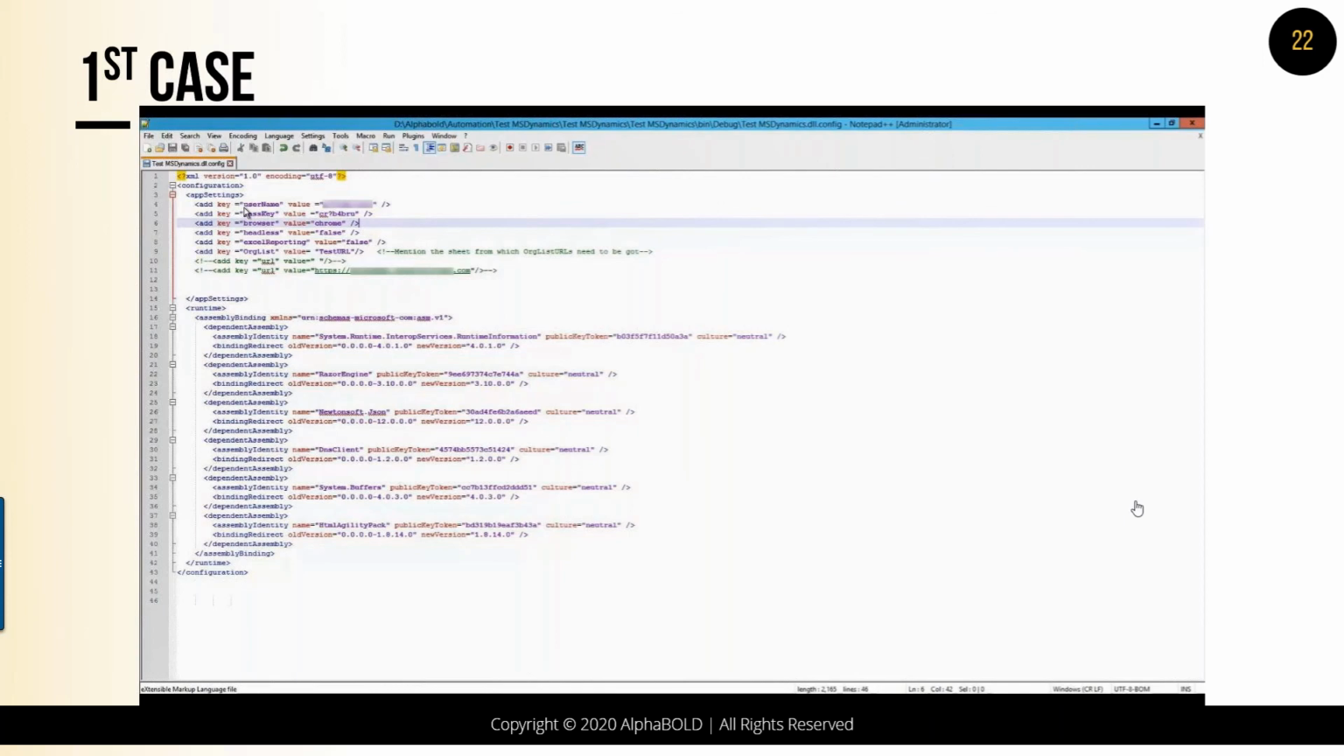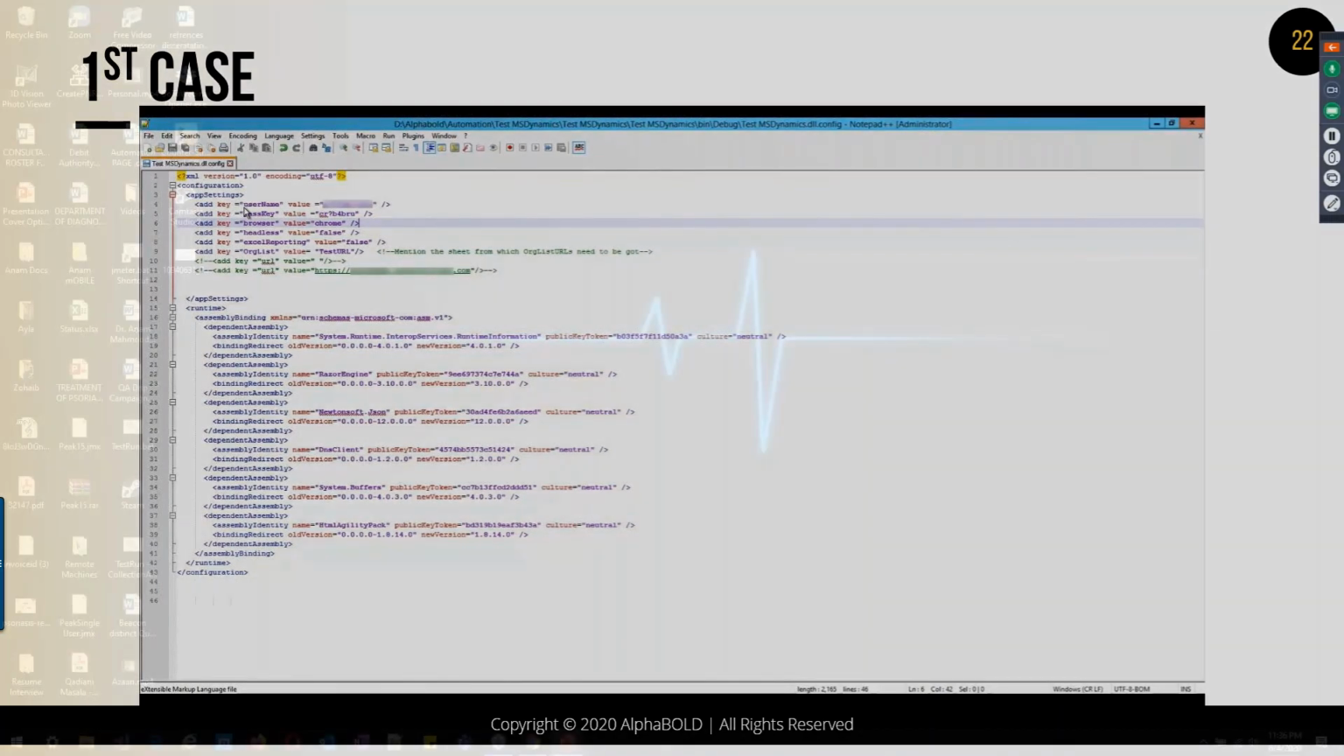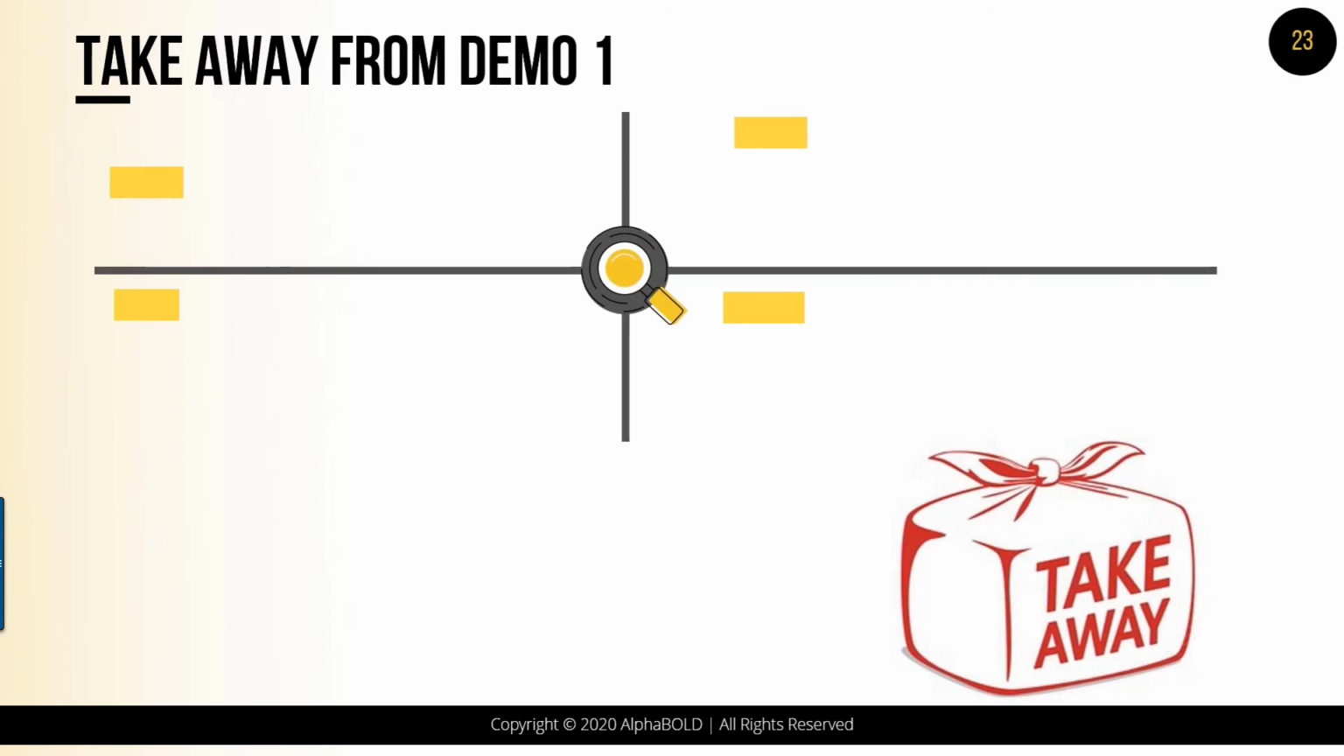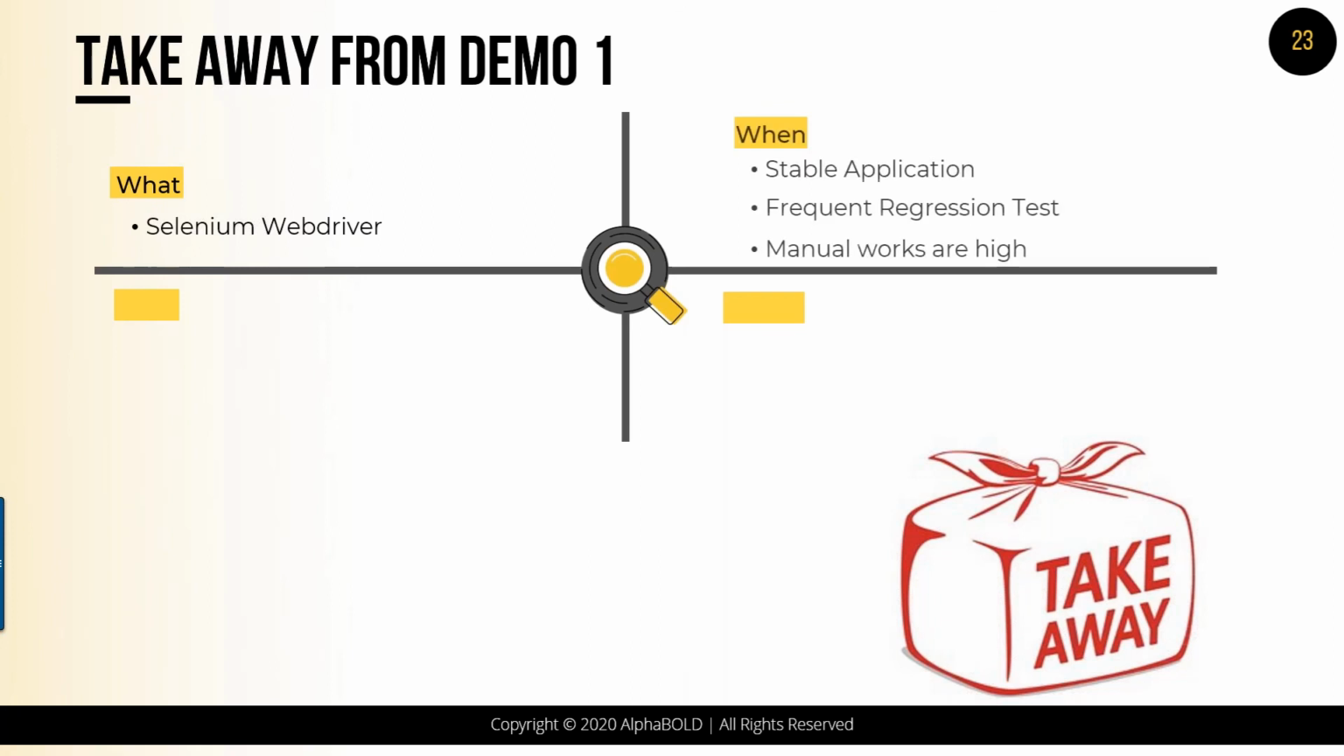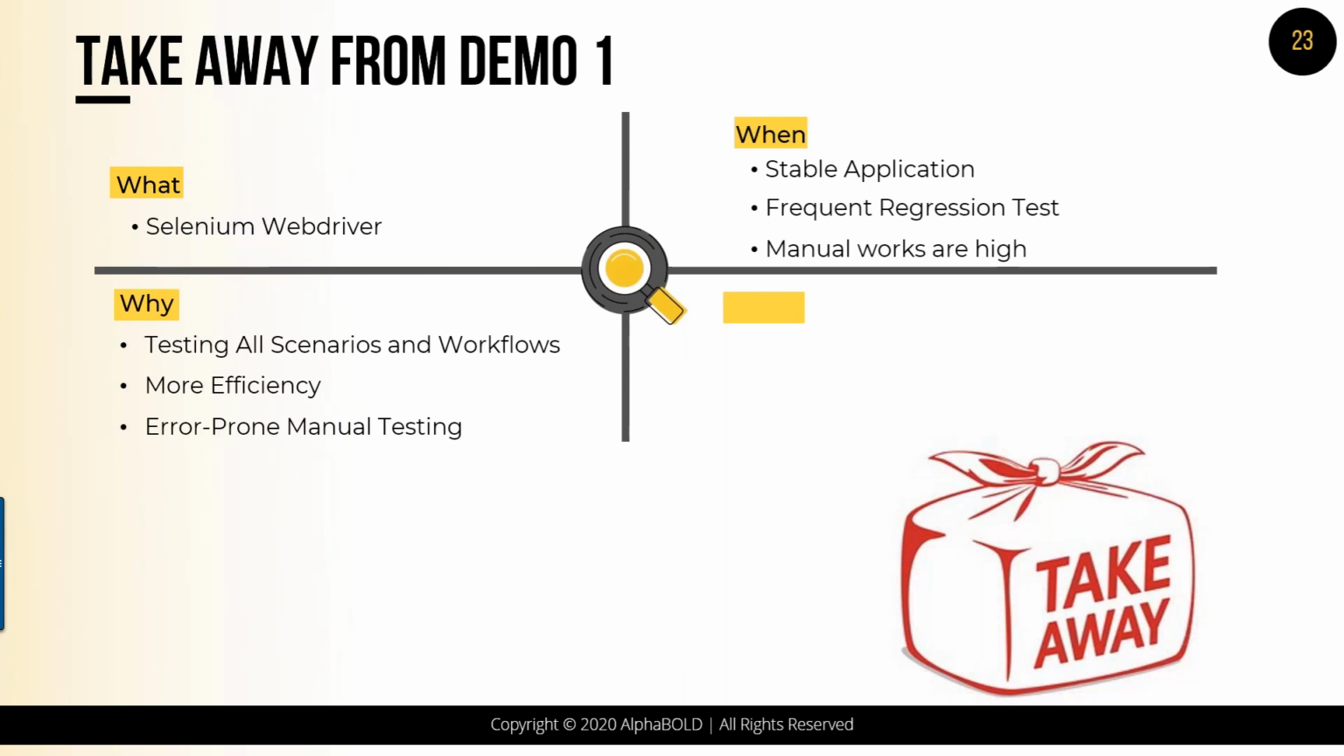Now, coming back to our presentation, let's talk about the takeaways from demo one. We will be relating that to our 4Ws, which we talked about for automation testing earlier. So what? We used Selenium WebDriver for automating this application. When the application was stable enough, we required frequent regression testing, and manual verification for that was too high. Testing all the scenarios and workflows was too time-consuming, and automation testing provided us more efficiency.